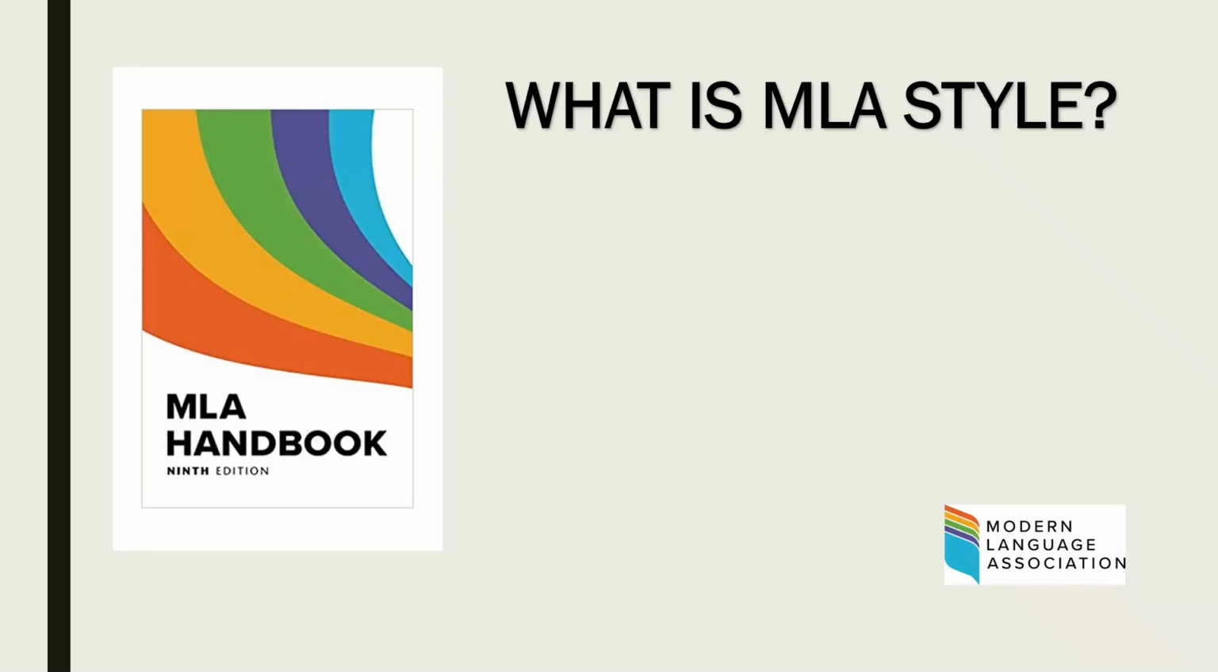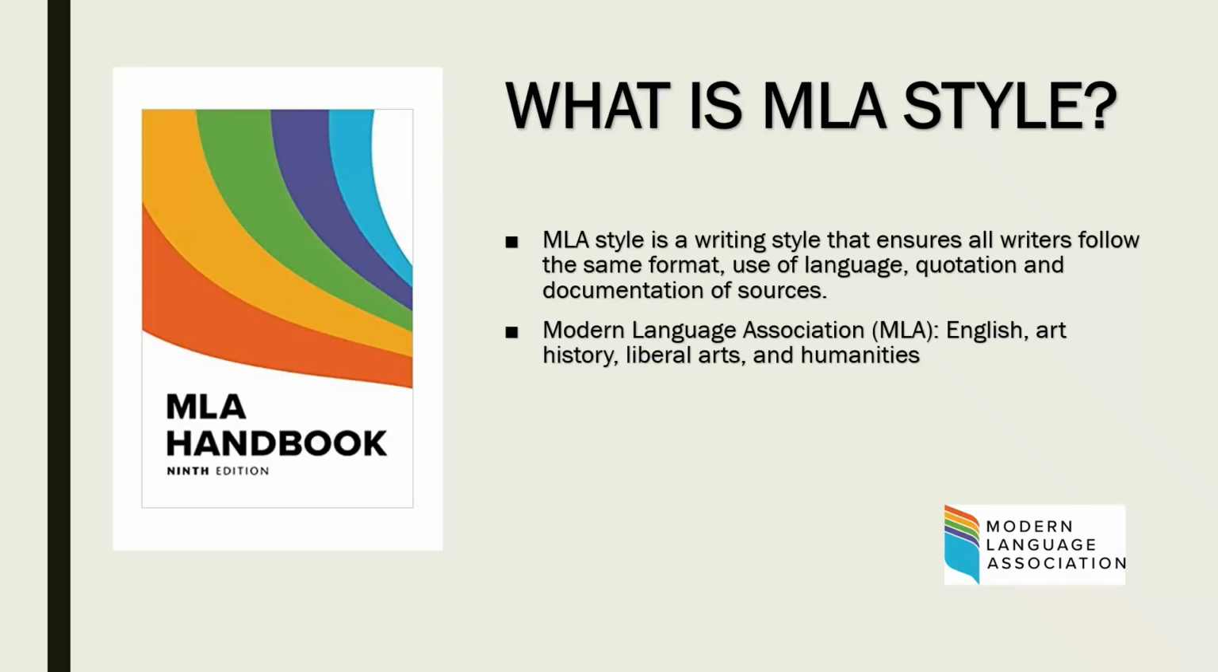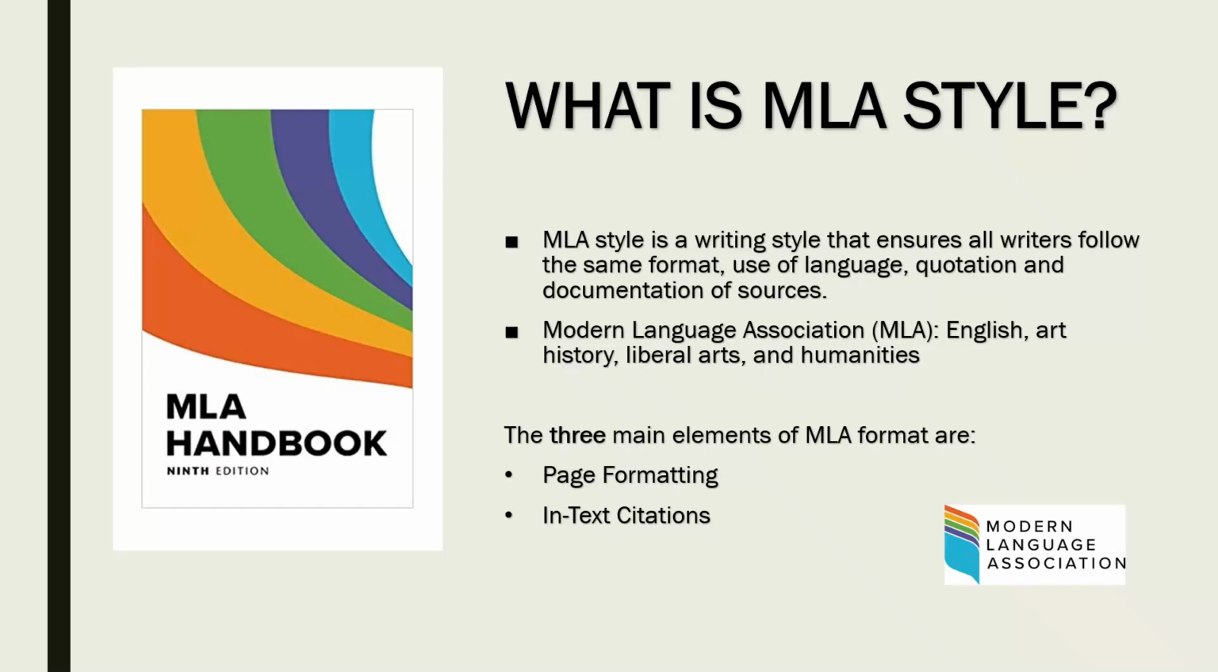So what is MLA style? MLA style is a widely used set of writing and formatting guidelines created by the Modern Language Association. Primarily, it is used in the arts and humanities, and it provides a standard for structuring research papers and crediting sources to ensure consistency, clarity, and the avoidance of plagiarism. The three main elements of MLA formatting are 1. Paper formatting, 2. In-text citations, and 3. The works cited list.